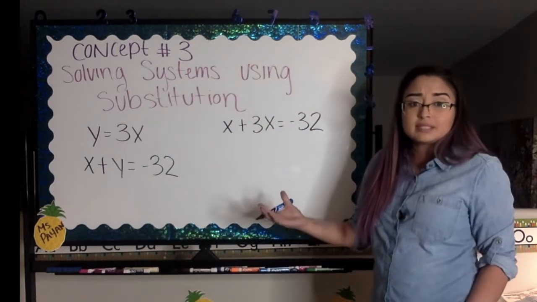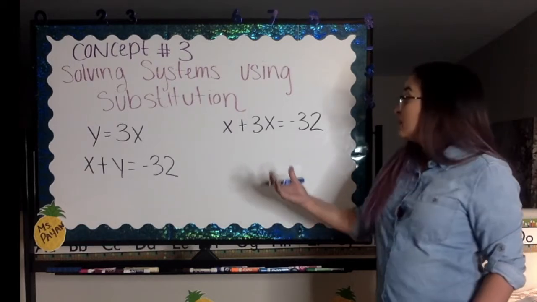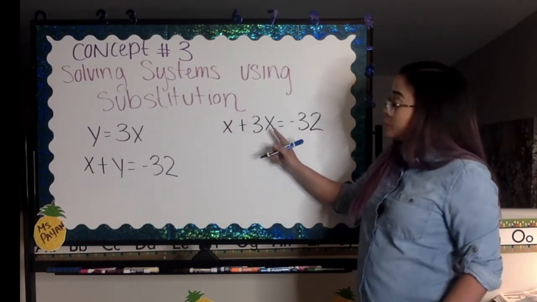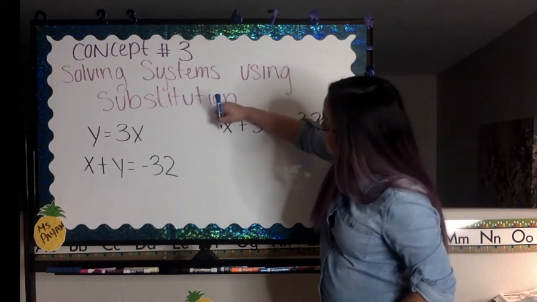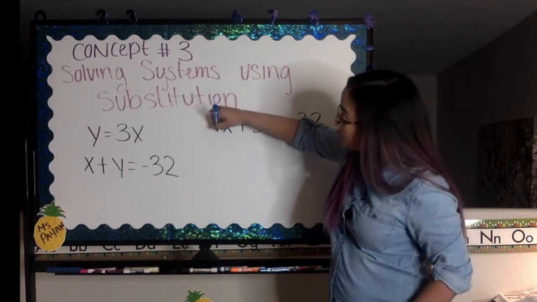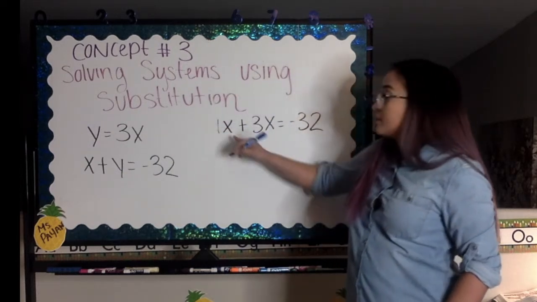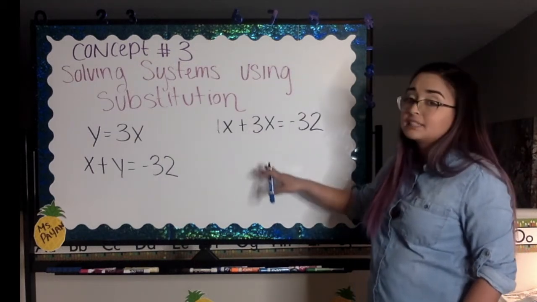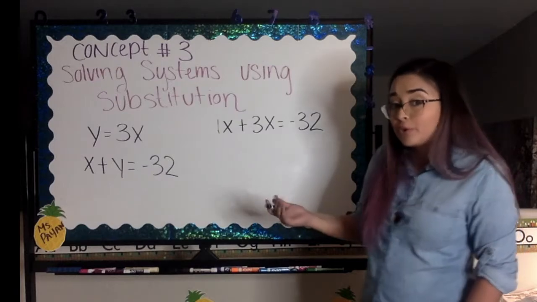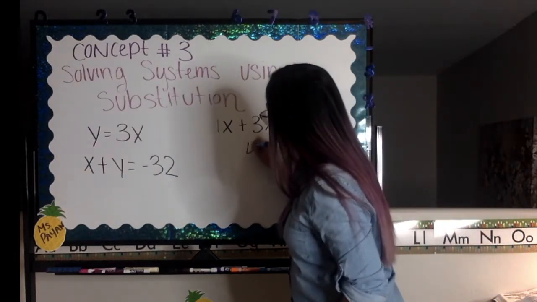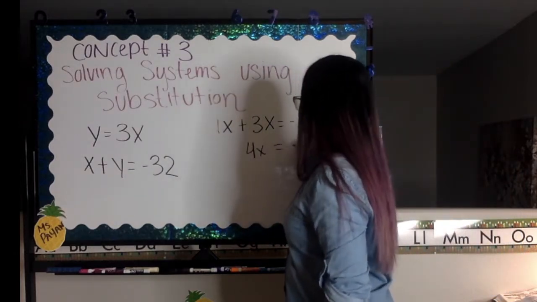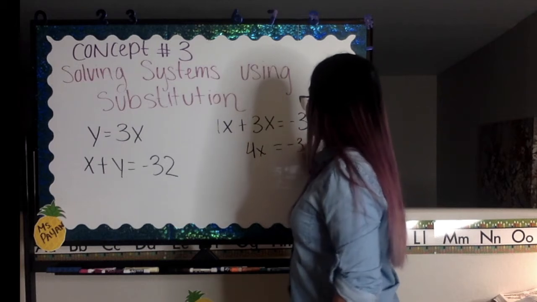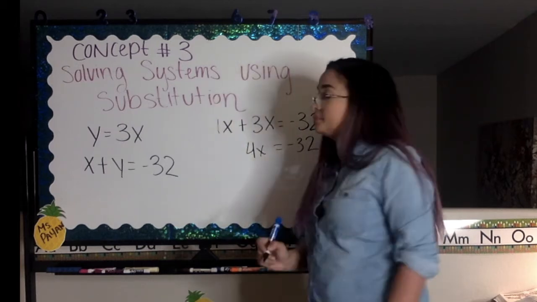What will we do next? We're going to simplify it. We have x plus 3x. But there is always an invisible 1 in front of a variable. So that means 1x plus 3x is equal to 4x. So it's going to be 4x is equal to negative 32.